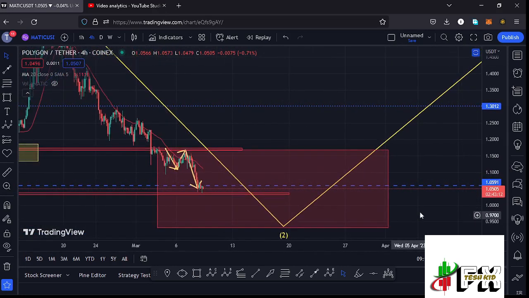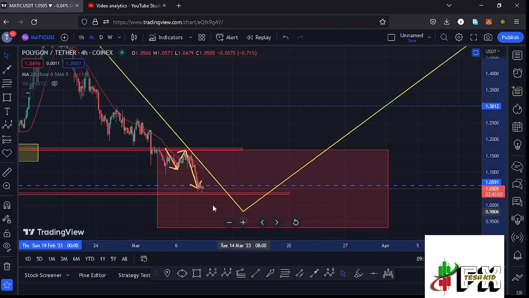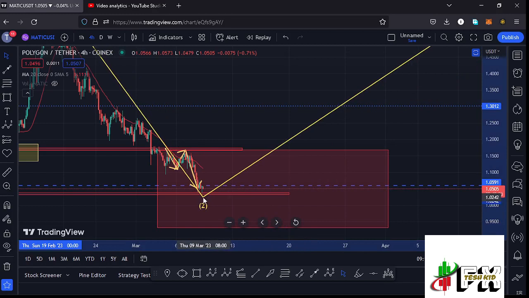And in case we continue holding above it, then there are chances that we might start gearing up in the formation of that larger Elliott wave count 3, and also say that we have made our low in the formation of that wave 2 at around the $1.03 mark.